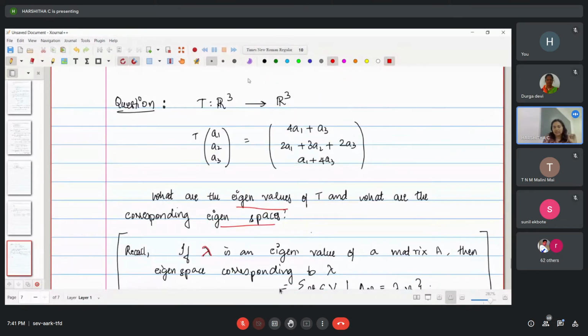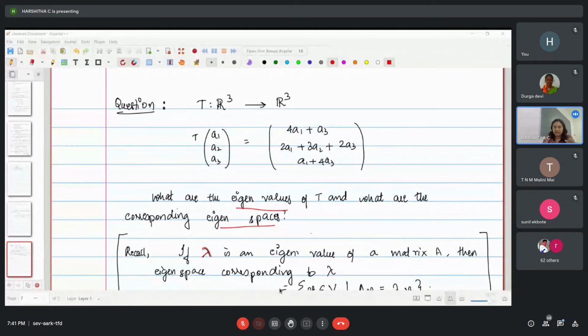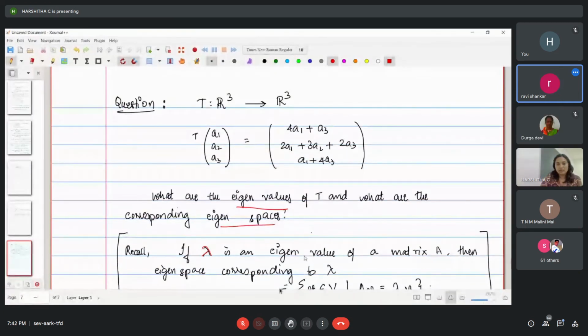Now what we have is a transformation. We have seen how to move from transformation to matrix: given a linear transformation, how do you write a matrix corresponding to it? So corresponding to this transformation, we'll write the matrix, and for that matrix, we will compute the eigenvalues and eigenvectors. Is this okay? Any more questions?